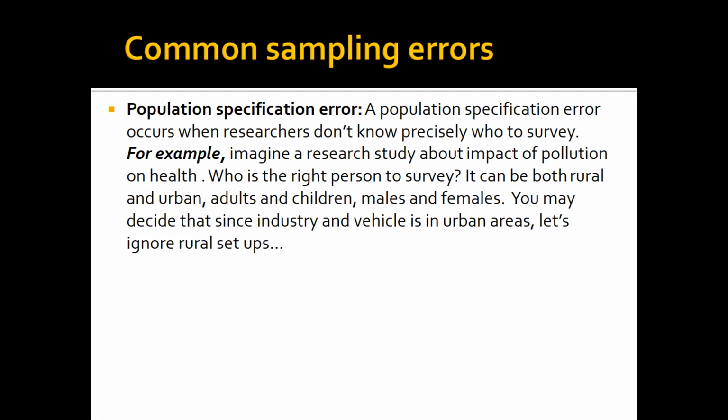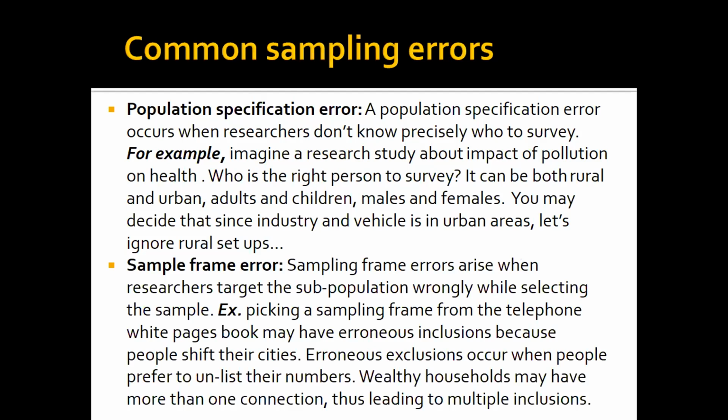But you are altogether ignoring the rural areas, presuming that there won't be any pollution in the rural areas, in spite of the fact that firewood is one of the major sources of pollution in rural areas also. This is just an example. We are not just going into the intricacies of the study. So that means that if the population is not specified by the researcher, sampling error might occur.